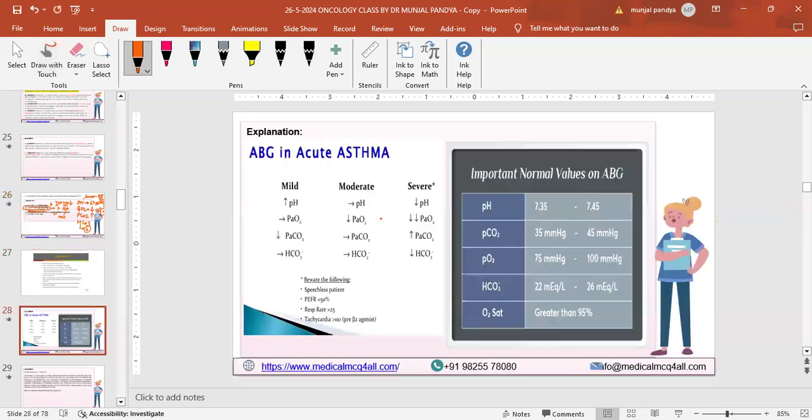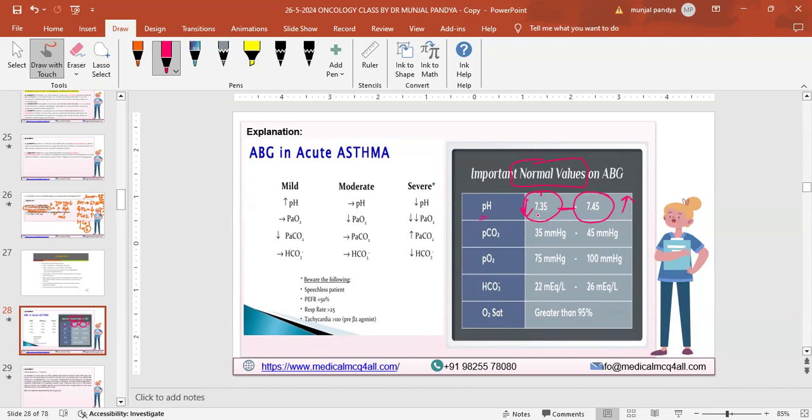Just to understand things, let's go to the basics first. Don't get stressed. This is the normal value. They probably give it in the exam, but you need to remember. I'll give you the easiest way to remember: 7.35 to 7.45 is normal. If it is less than 7.35, it is acidosis. If it is more than 7.45, it is alkalosis.